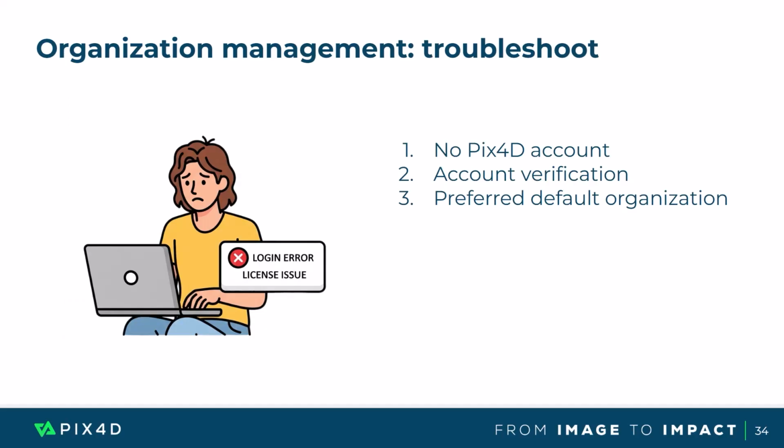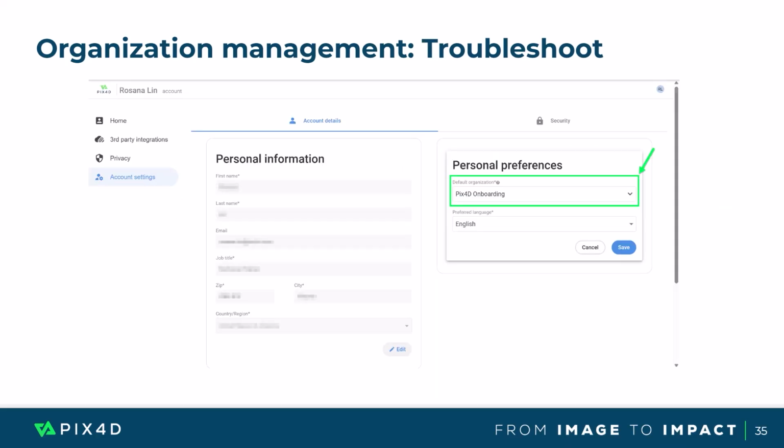Sometimes, users who have joined an organization still cannot access the licenses. There are two ways to troubleshoot this. One is to ensure they have verified their accounts after signing up for a Pix4D account. The other is to ensure they set up their preferred default organization. Since everyone has their own default personal organization, when they join your organization, they belong to at least 2 organizations. Therefore, ensure they changed the default organization to the one they need frequent access to. You can do this by logging into Pix4D Cloud, going to Account Settings, and changing it under Personal Preferences.